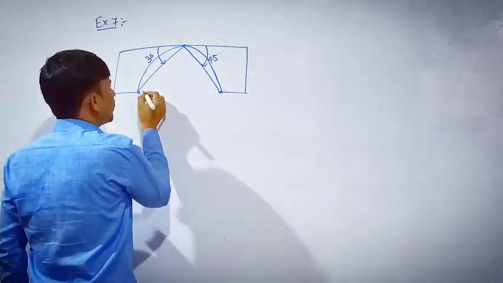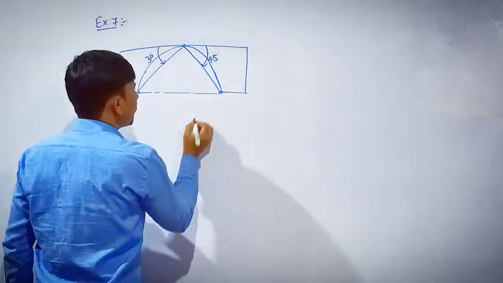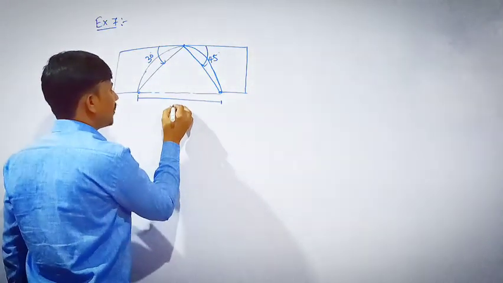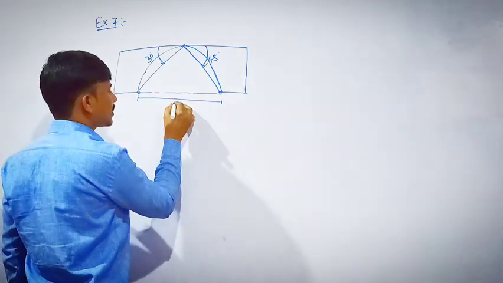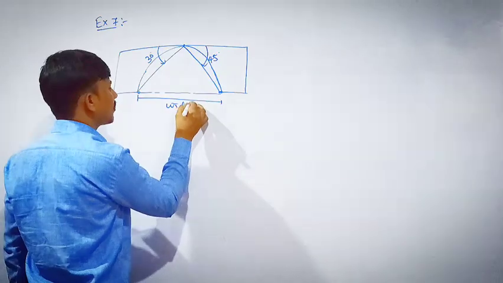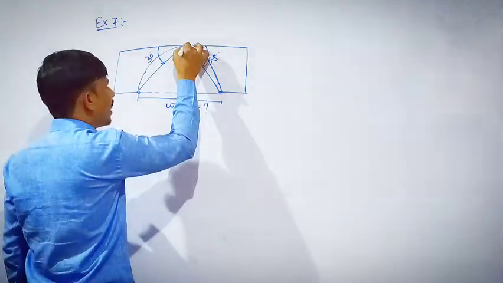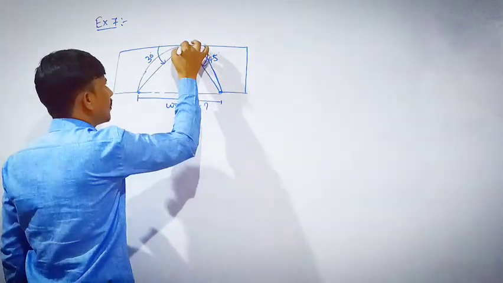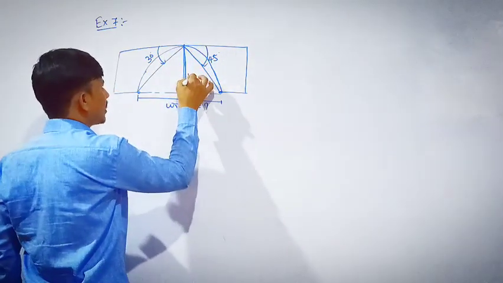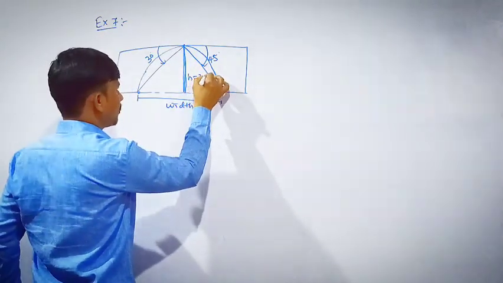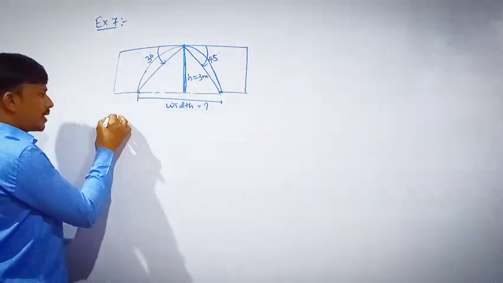45 degree. This is nothing but what? This is the river. We need to find out the width of the river. Width of the river is equal to x is equal to question mark. Then the height of the pole, pole alla, it is the bridge. Height of the bridge h is equal to 3 meter. Geometrically representing.